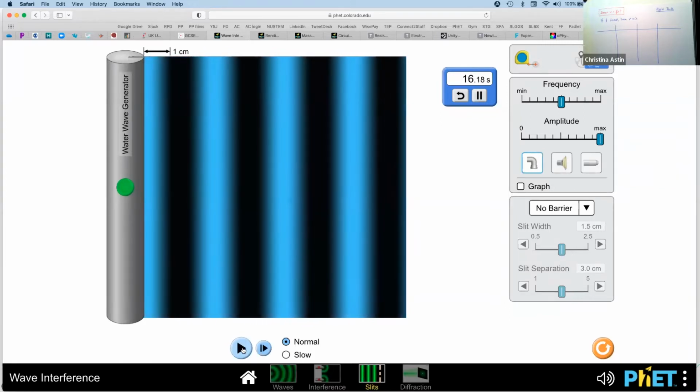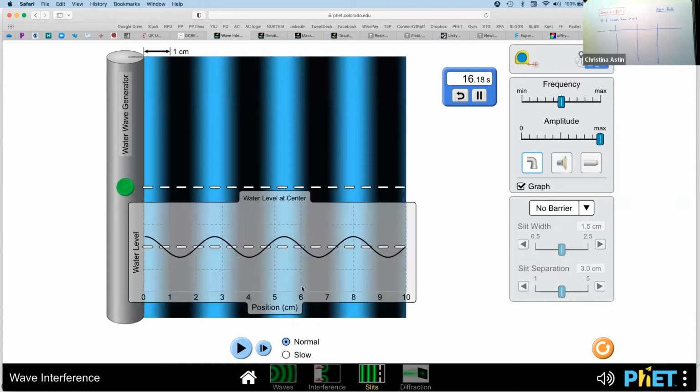I tried to stop it at the same point on the wave, but if you want to be a bit more clear about that, you can use this graph, which shows you how the water displacement is changing with position, sorry, not time. So that took 16.18 seconds. We grab a calculator and do 10 divided by 16.18 to find the frequency, which is 0.6162 hertz.